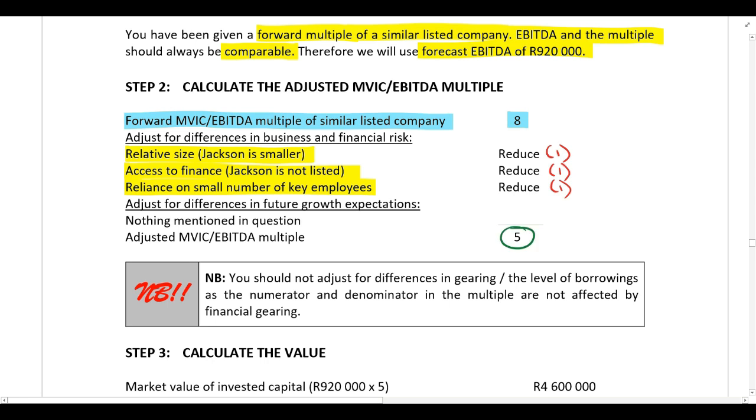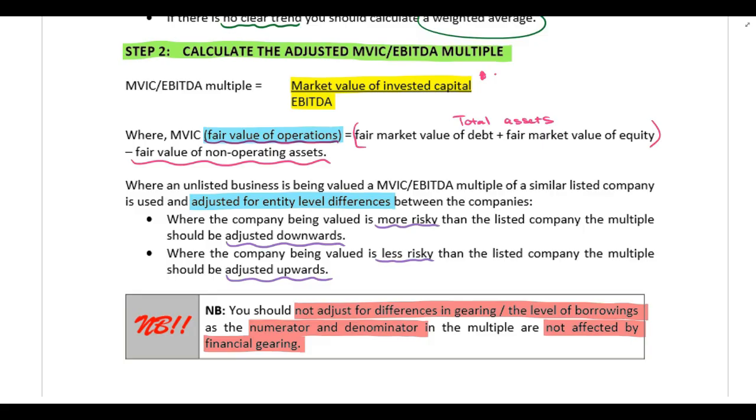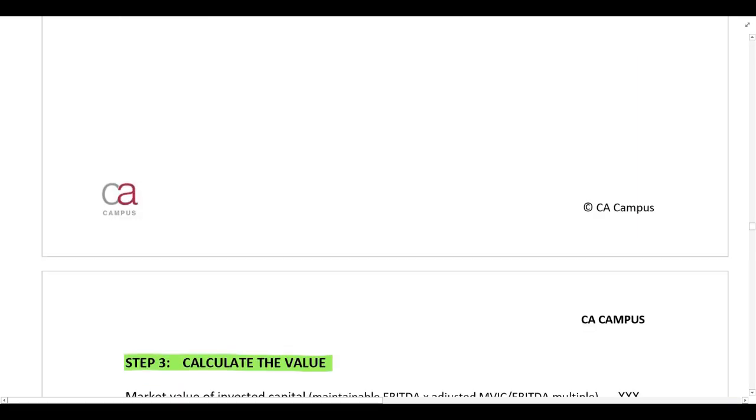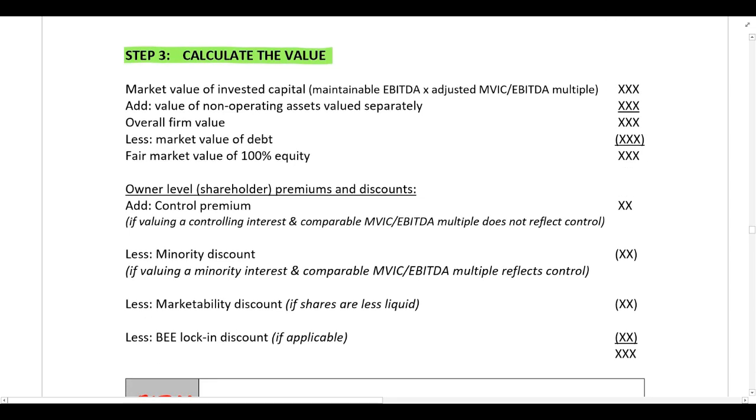So we've got our maintainable earnings before interest, tax, depreciation, and amortization. We've got our adjusted multiple. We can now bring everything together and calculate our value. So that is step 3 of my calculation.